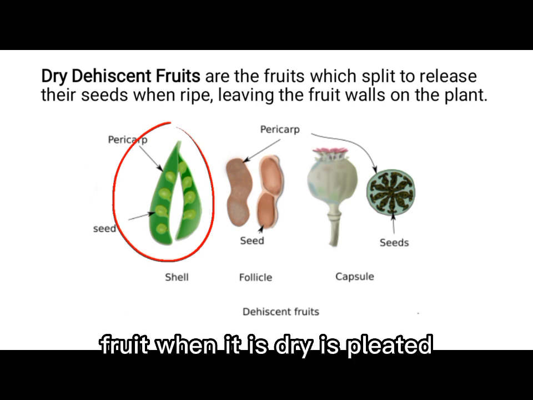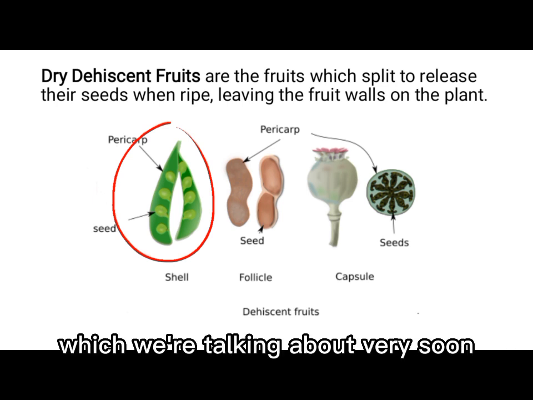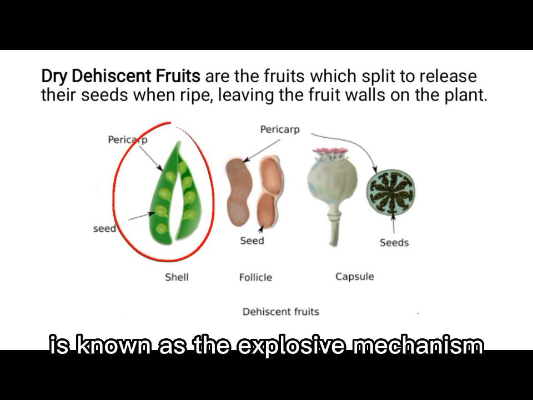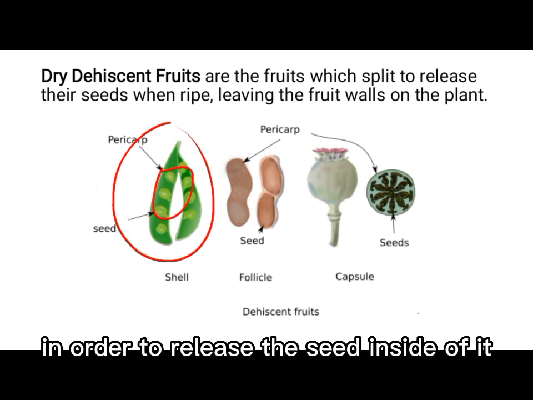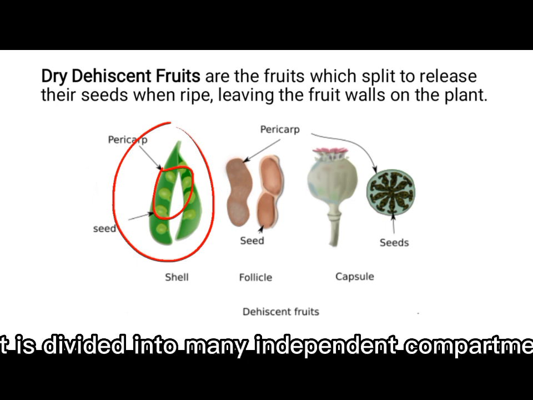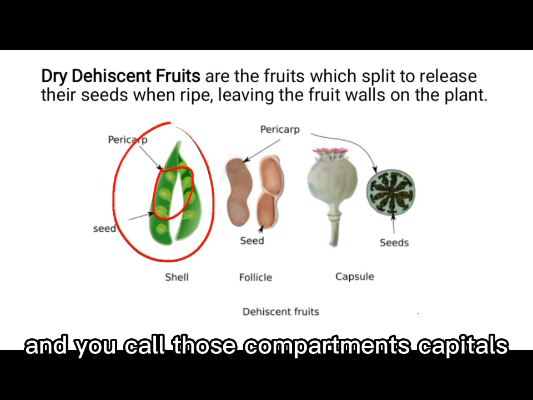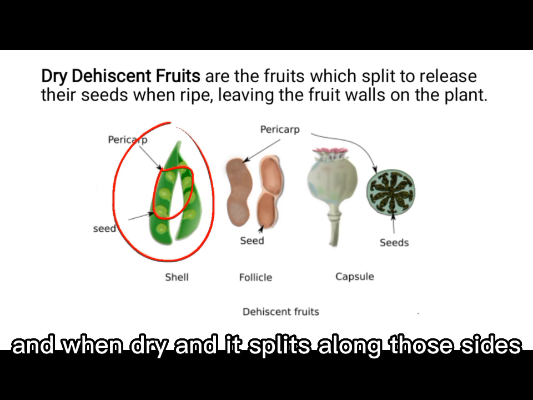When it is dry, it splits. In fact, one of the modes of dispersal, which we'll talk about very soon, is known as the explosive mechanism. When it is dry, it will split in order to release the seed inside of it. Another example is capsule. The capsule is formed from a single ovary that is divided into many independent compartments, and you call those compartments carpels. The fruit wall of this is hard, and when dry it splits along those sides.